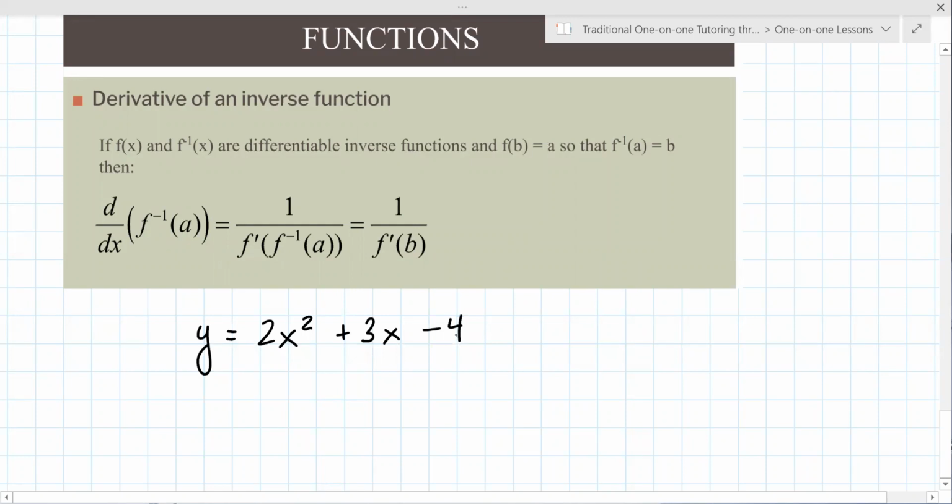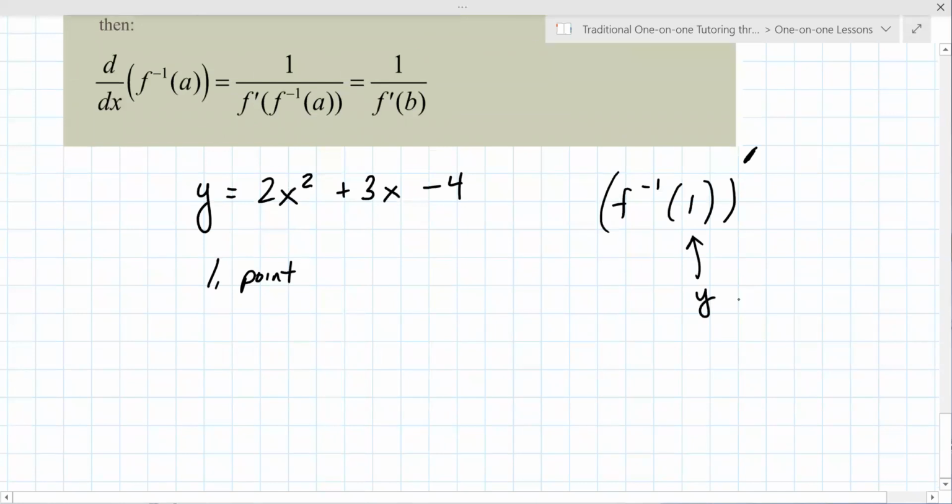So it will say something like f inverse of 1, prime. It wants you to find the inverse derivative at 1 as an example. This is like the hardest type because you can't actually find an inverse. So the first thing you do is find the point, and this number represents y, not x, of the original.